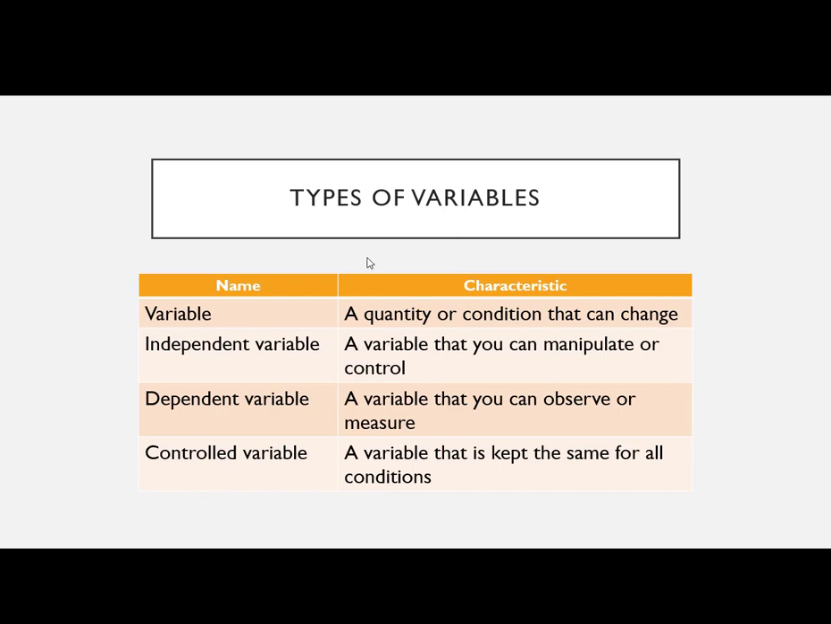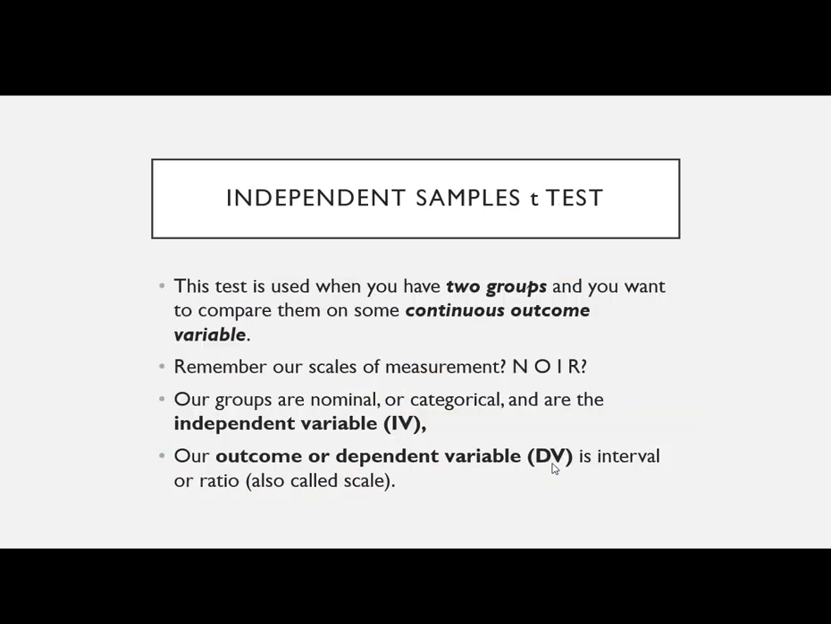We also have different types of variables. We've talked about this before. A variable is a quantity or condition that can change. The independent variable is a variable that you can manipulate or control. The dependent variable, I'm going to add to this, could also be a grouping variable. The dependent variable is a variable that you can observe or measure, and a controlled variable is a variable that's kept the same for all conditions.